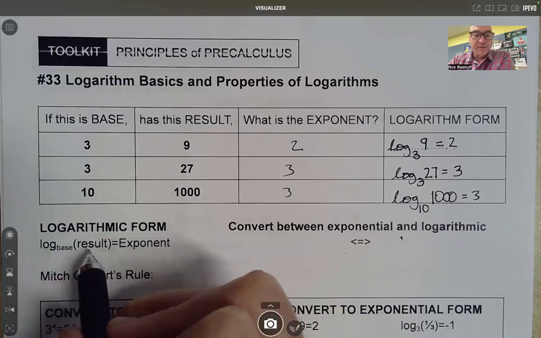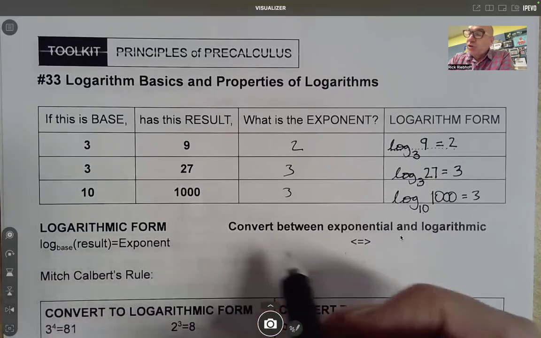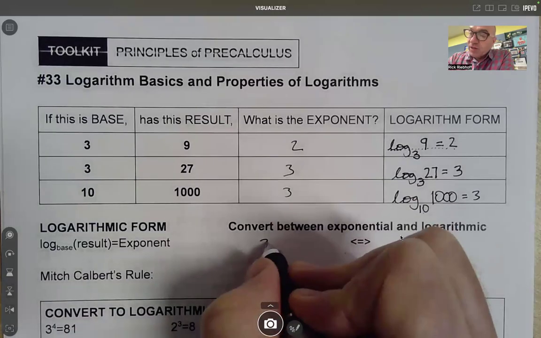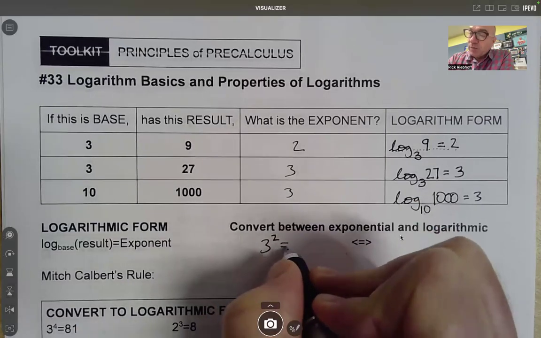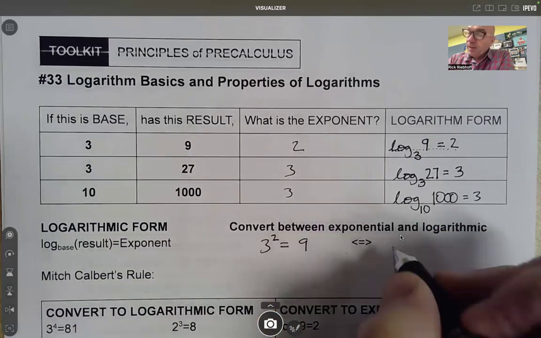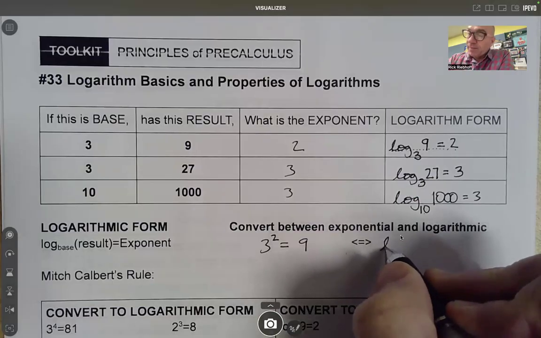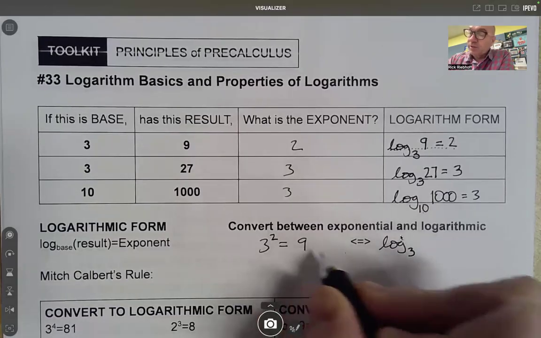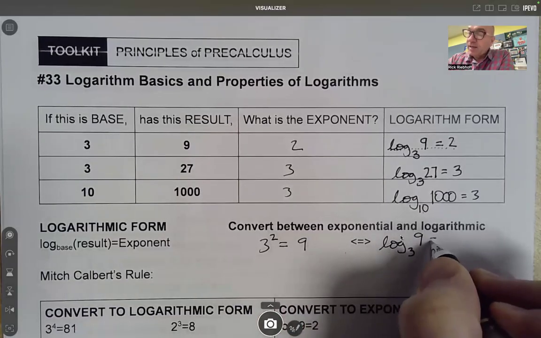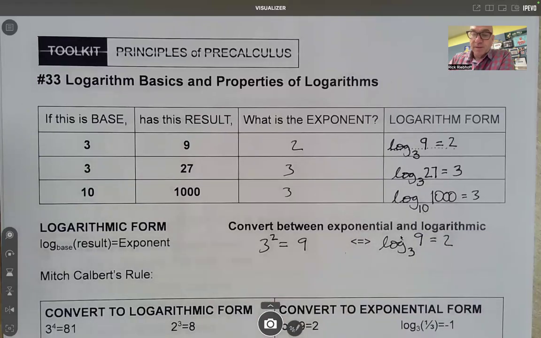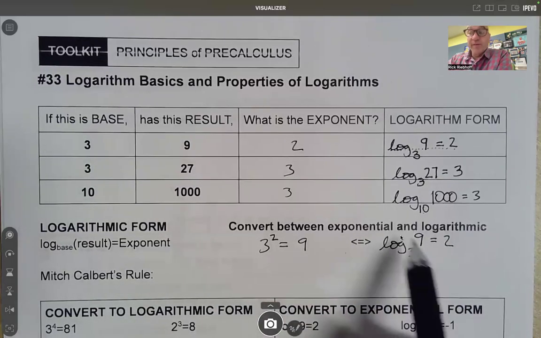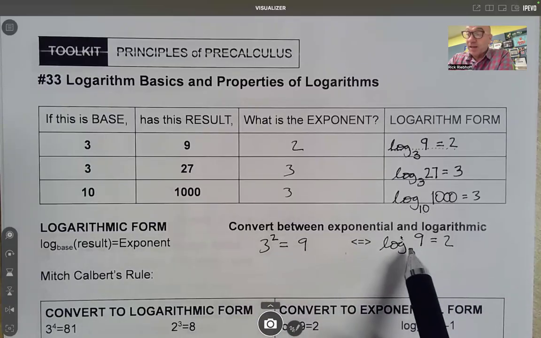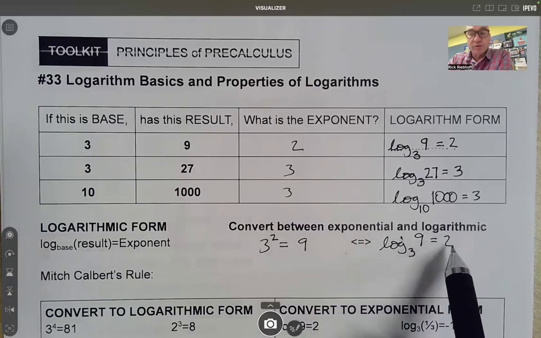So logarithmic form looks like this: log, subscript base, of the result, equals the exponent. It's good to be able to convert between exponential and logarithmic. So if I said 3 squared equals 9, to go into logarithmic, I'm going to go log. What's the base? 3. What's the result? 9 equals the exponent. These are equivalent to each other. 3 squared equals 9 is basically saying the same thing as log base 3 of 9 equals 2, just in reverse.